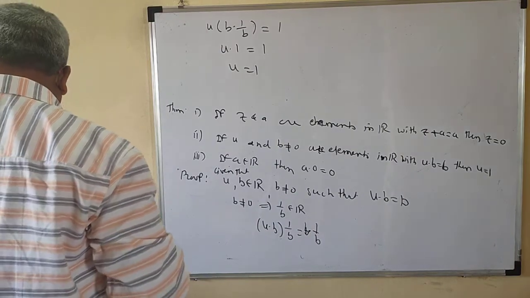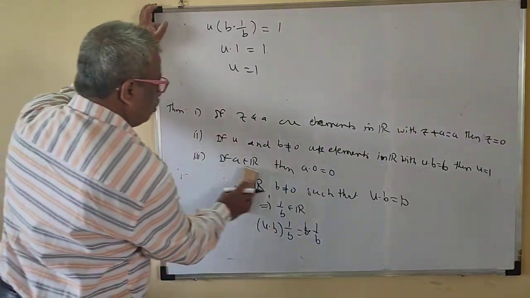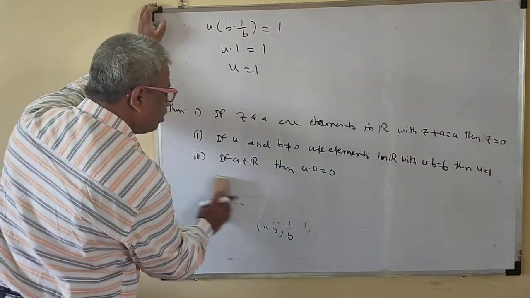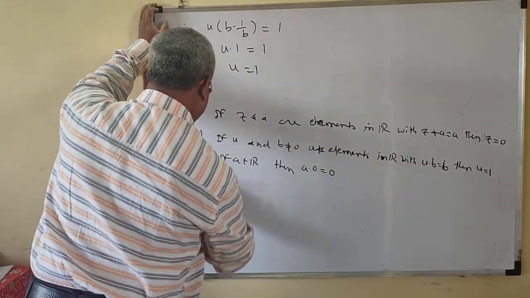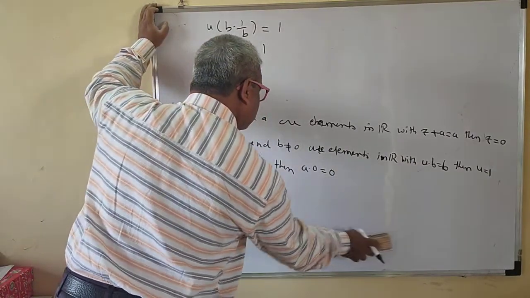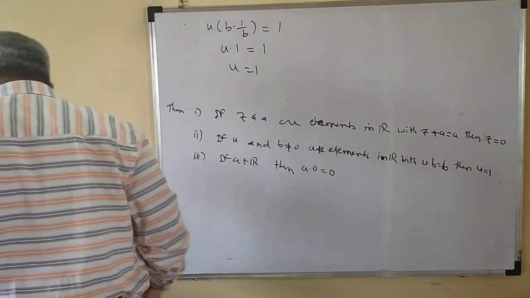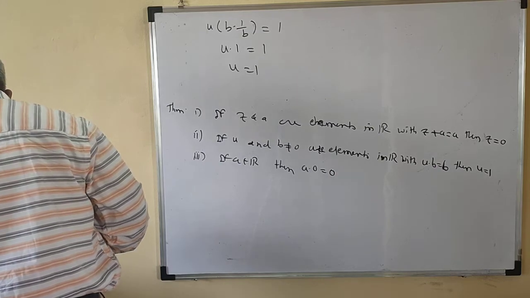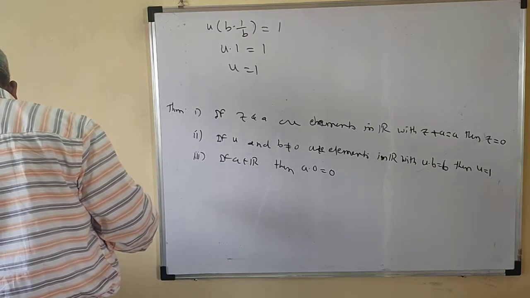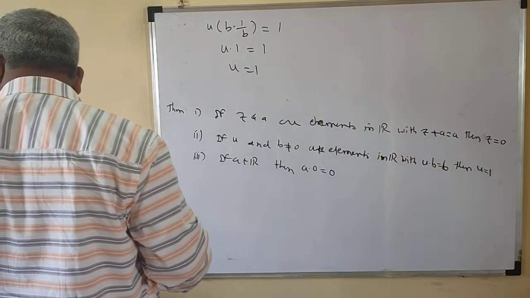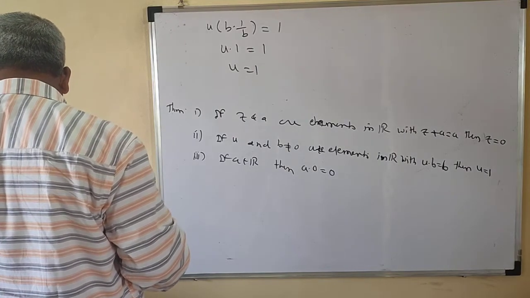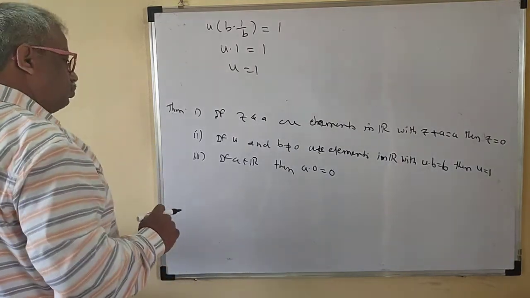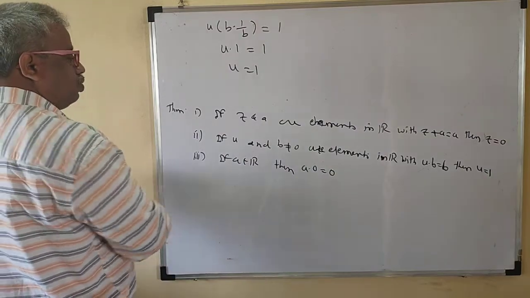Okay, now next you have to prove that A into 0 is equal to 0. A into 0 is equal to 0. This we have to prove.